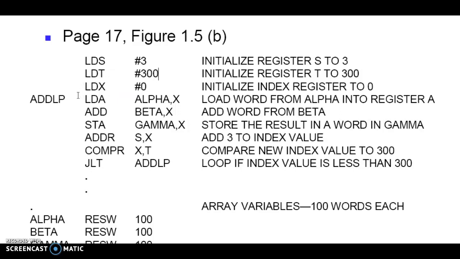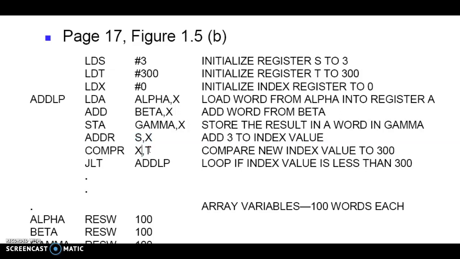LDS is equal to 0. The looping statement starts. LDA: some alpha value will be stored in the accumulator, index location is 0. Add beta. Beta is also reserved for 100 words. Alpha and beta will be added, and the result will be stored in gamma, index location 0. Once the addition is performed, the index register will be incremented by 3, which means 3 bytes. Compare the result with T.